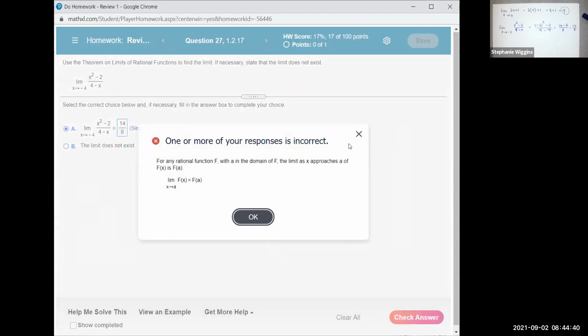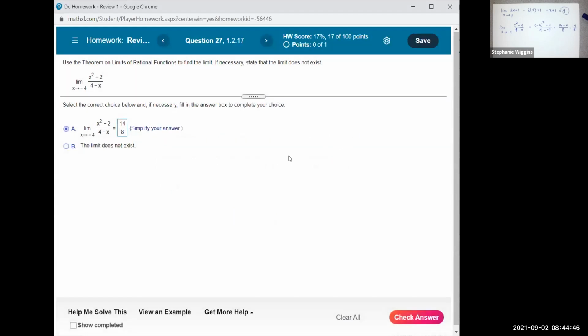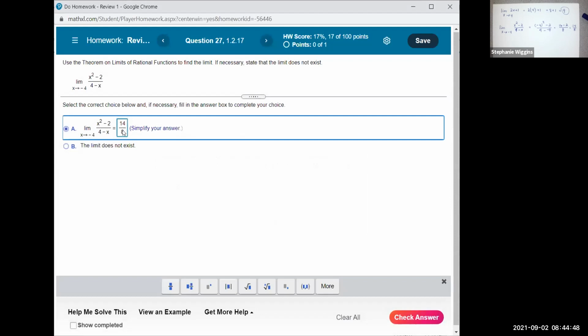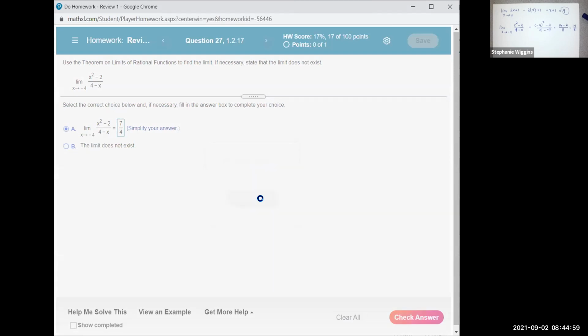Oh, I must have made an arithmetic error. What did I do? Oh, simplify. Thank you. That's what I forgot to do. So 7 divided by 4. There we go. Okay.